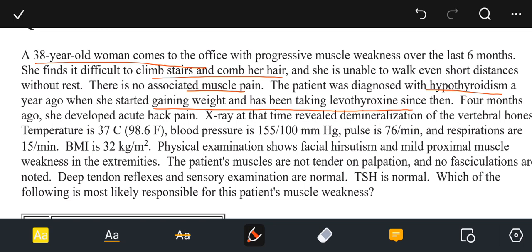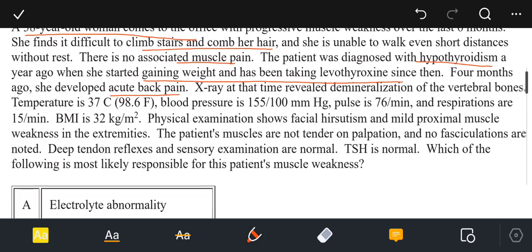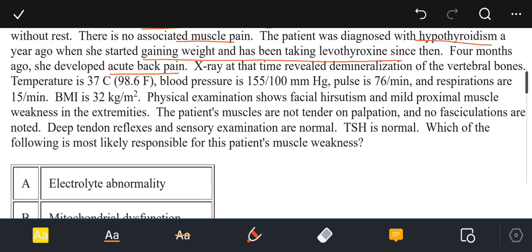Four months ago, she developed acute back pain. X-ray at that time revealed demineralization of the vertebral bone. Temperature is 37 degrees Celsius, 98.6 degrees Fahrenheit. Blood pressure is 155 by 100 millimeters of mercury. Pulse is 76 per minute, and respirations are 15 per minute. The BMI is 32 kg per meter squared.